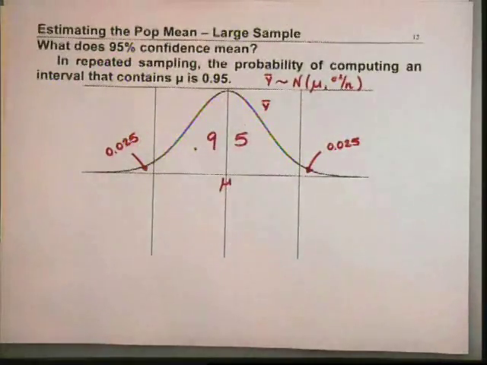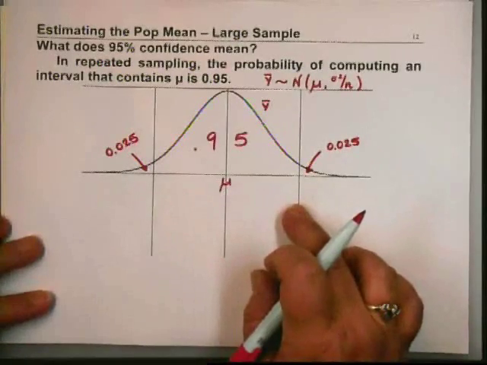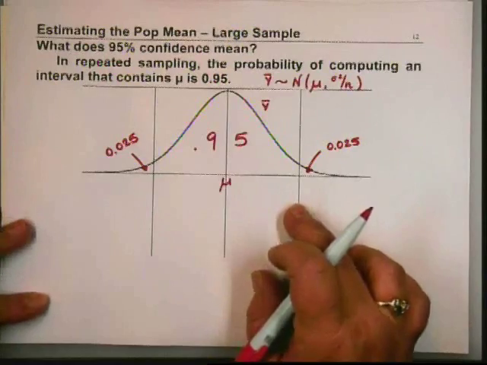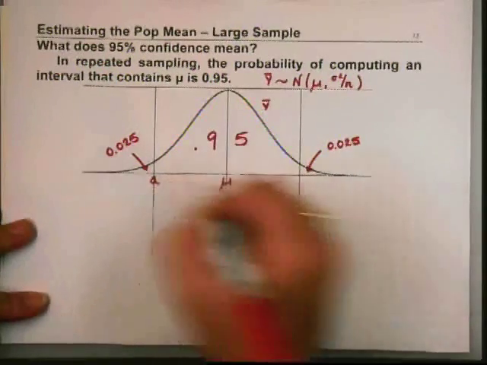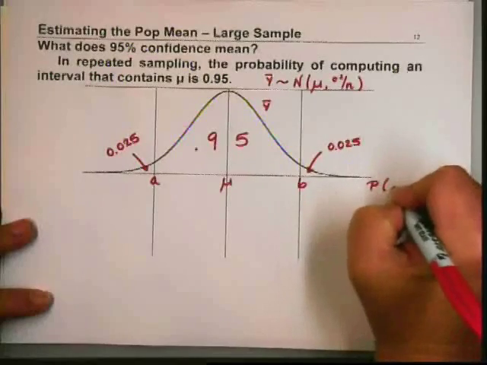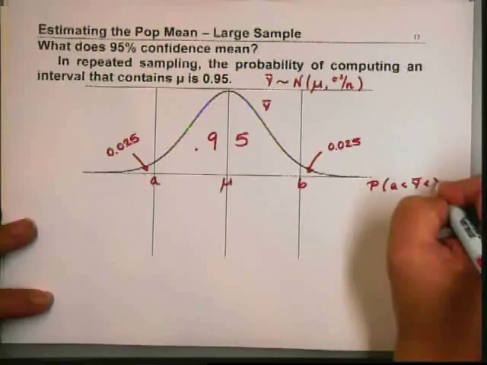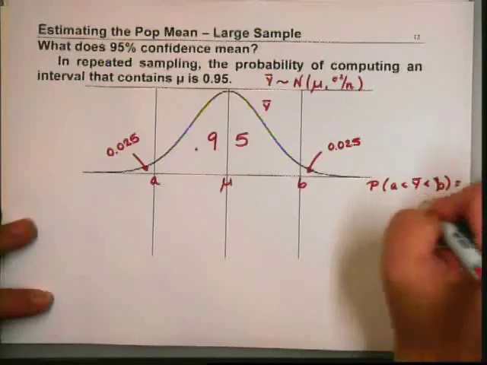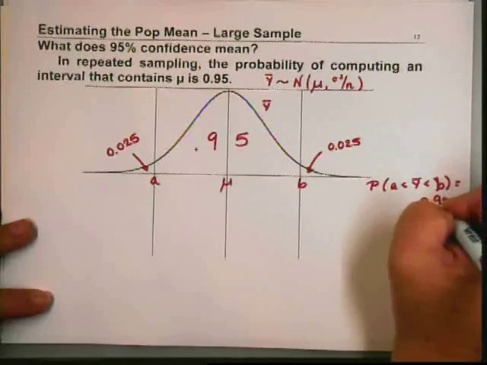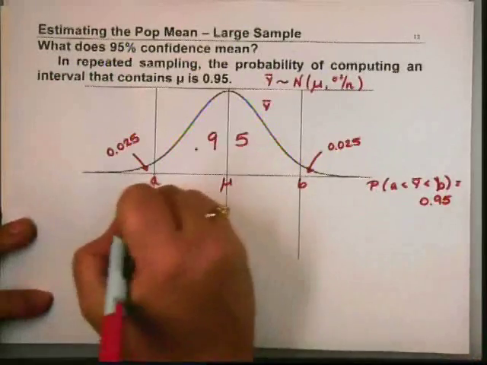Okay? What are these two values here? Okay? So we want to find the two values A and B such that the probability that y bar is between A and B is equal to 0.95. Well, what is A equal to?